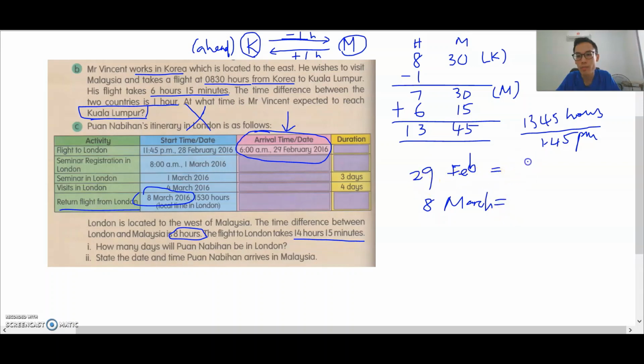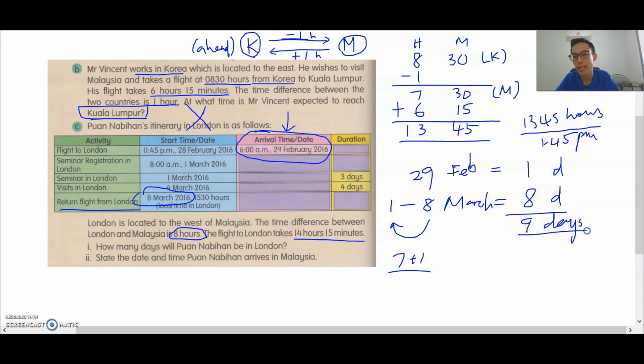Now 29 of February, this is 1 day. Satu hari. And then 1st until 8 of March, right? 1st until 8 of March, how many days? You take 8 minus 1 is 7, and then you need to plus 1 because this is duration. So this is 8 days. So total, she spends 9 days in London.